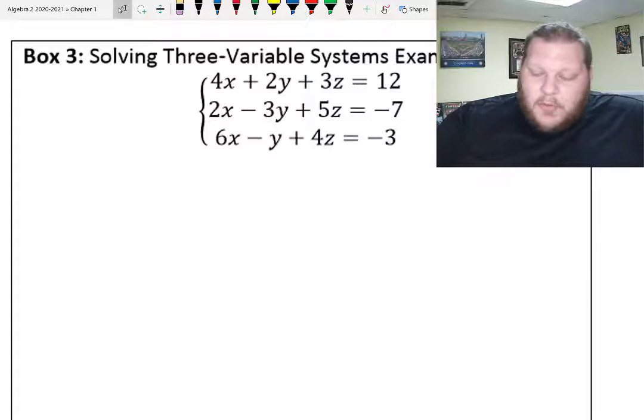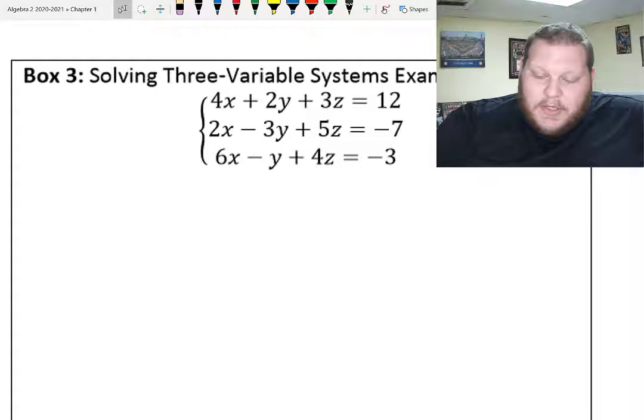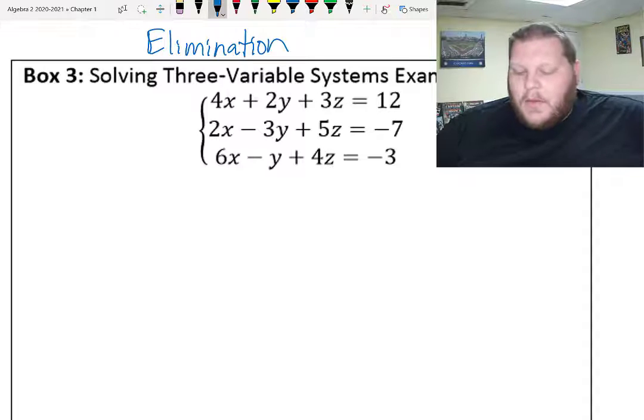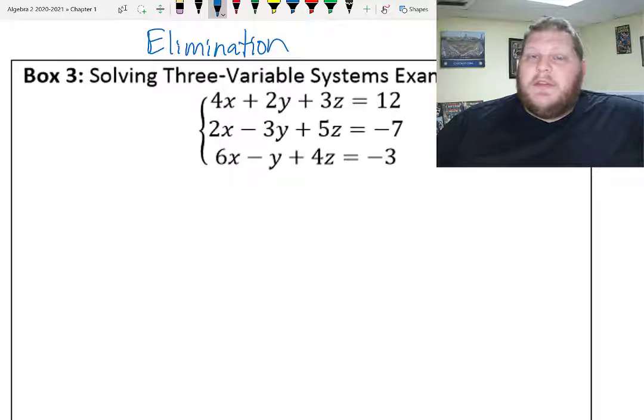So for example 1, which is box 3, I'm going to do this first one showing you elimination. But it's going to be up to you which method you prefer. Just like with the other systems we did in Algebra 1, I'll show you options for how you can solve it, but whichever one makes the most sense to you, as long as you can do that with a high rate of success, I don't care which method you choose.